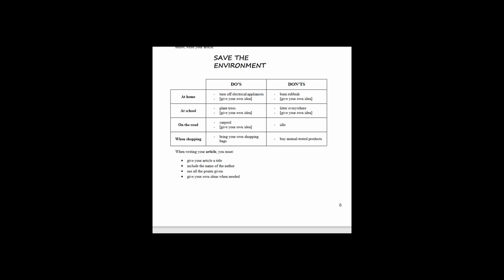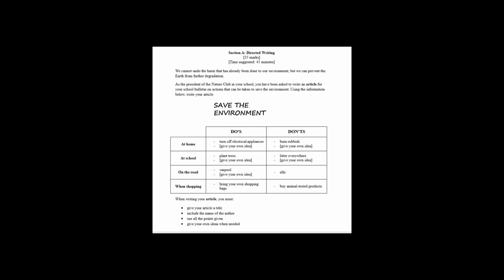Okay, and last but not least, let's look at the TAS sample question. Okay, we look at the sample question. Section A, directed writing, 35 marks, time suggested 45 minutes. "We cannot undo the harm that has already been done to our environment, but we can prevent the earth from further degradation." Okay, this one is about how to protect the earth from getting destroyed. This is what it is all about.